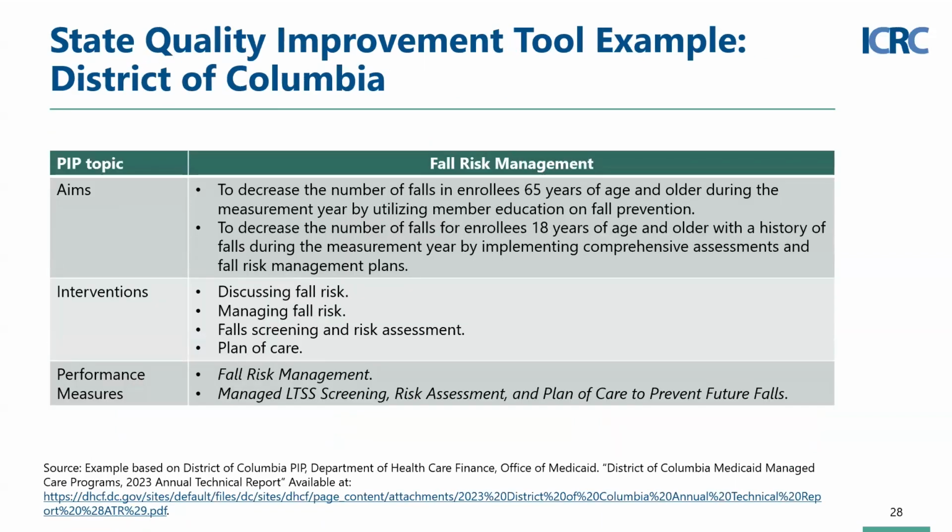This slide shows a PIP used by the District of Columbia that aims to reduce falls among enrollees. The district used 4 interventions, including discussing fall risk, managing fall risk, fall screening and risk assessment, and plans of care. To evaluate the PIP's performance, the district used the HEDIS fall risk management measure and the CMS LTSS screening, risk assessment, and plan of care to prevent future falls measure. Slide 29, please.